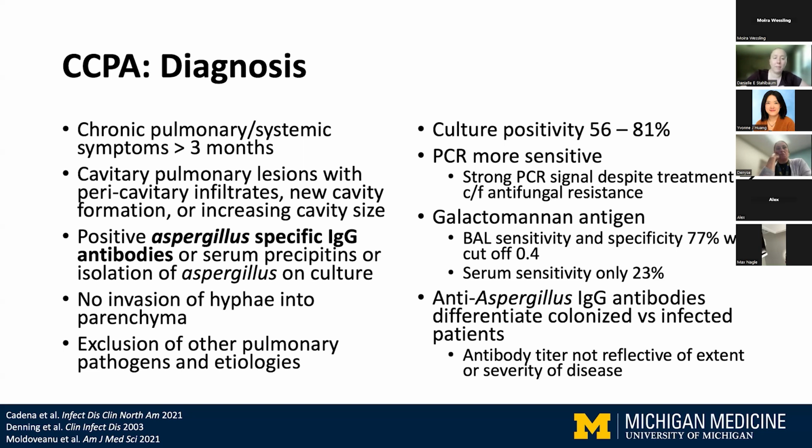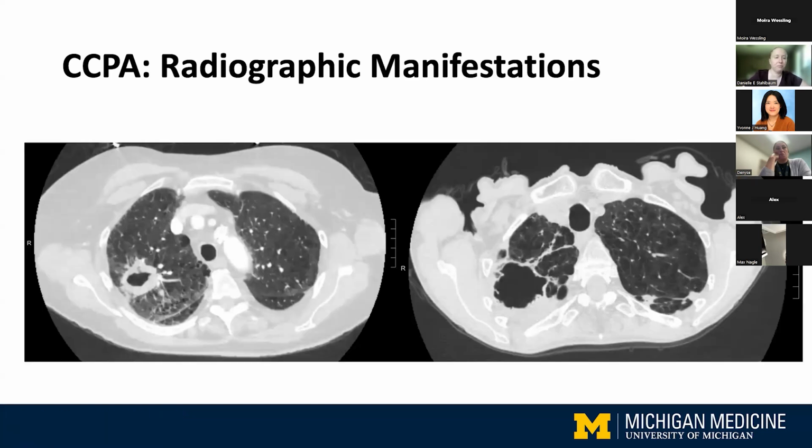When you're working this up, culture positivity is up to 81%, but it's still a significant number of patients that don't have positive cultures. And so again, the Aspergillus IgG and the galactomannan, if positive, can help add additional certainty that this is what's going on.